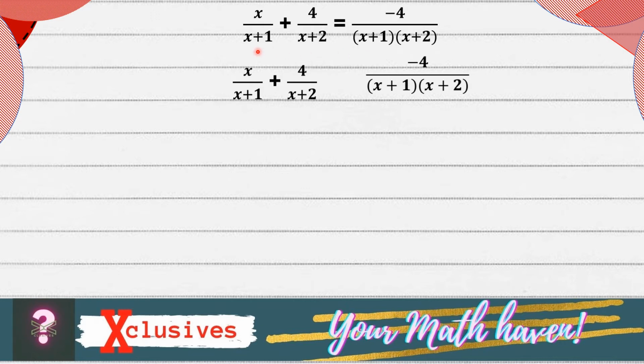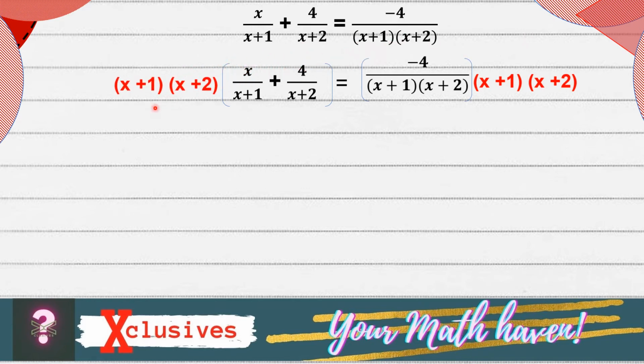As you can see, our denominators are x plus 1, x plus 2, and the product of x plus 1 and x plus 2. So our LCM is the product of x plus 1 and x plus 2. So we are going to multiply both sides with our LCM.